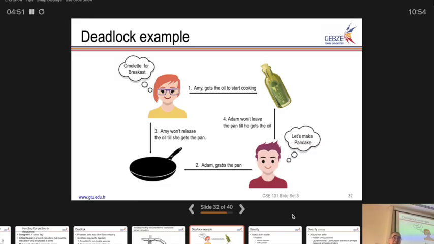So at that time, Adam will wait. The operating system keeps Adam waiting without any resources. But if there is no deadlock protection, Adam takes the pan, Amy takes the olive oil, and they wait forever. So this is a typical deadlock issue, and the operating system should solve it by design.